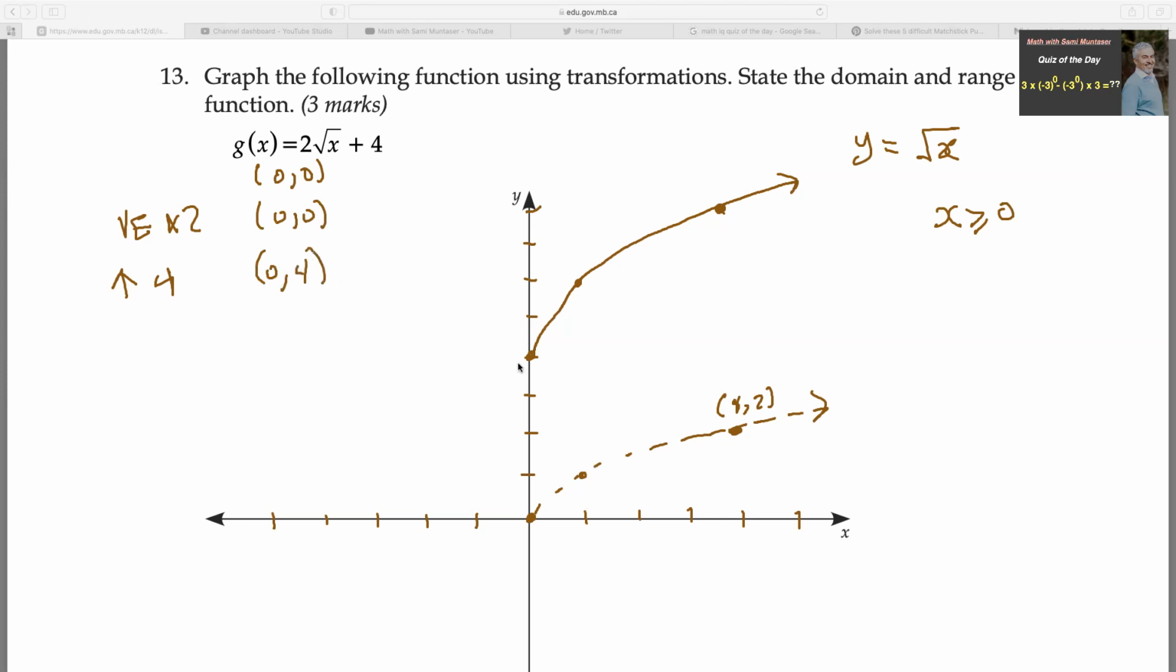And then my other point, which is 1 and 1, it becomes 1 and 2 because you multiply the y value by 2, and then you move up 4, so it becomes 1 and 6 because you add the 4 to the 2. And then my last point, which is the 4 and 2 that I was transforming, you multiply the y value by 2, so it becomes 4 and 4, and then you move 4 up, it becomes 4 and 8. And these are your final points, what you see right there. Okay, so let's move on to the next question.